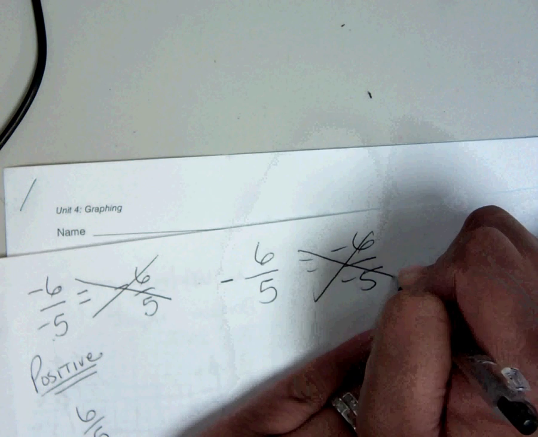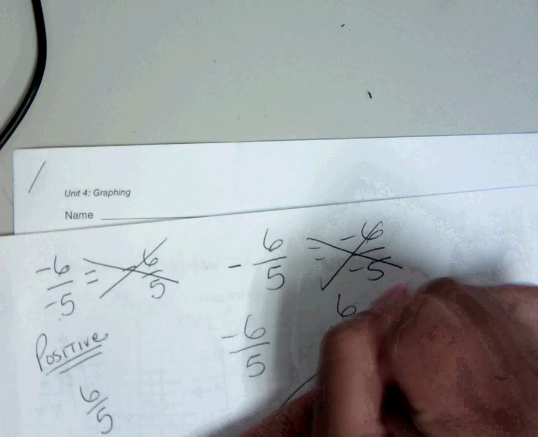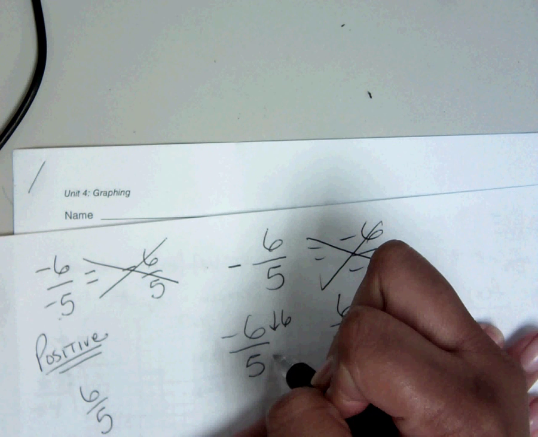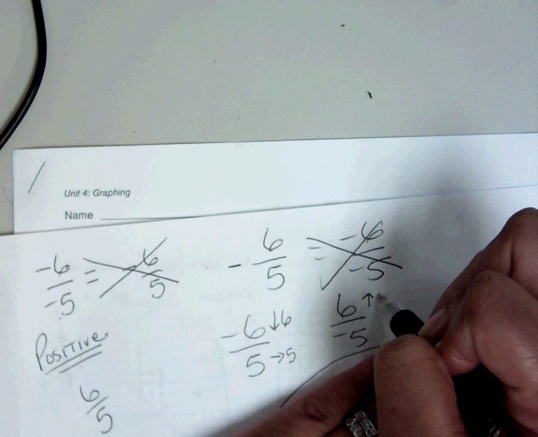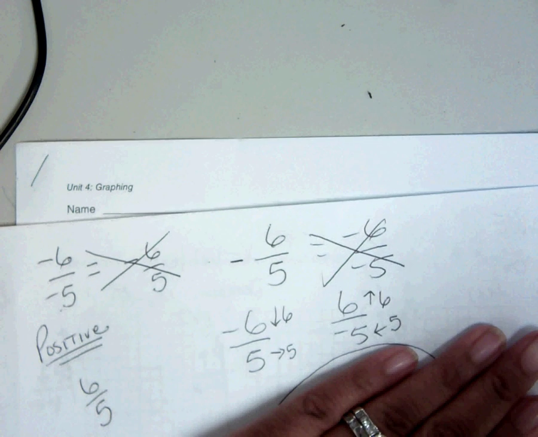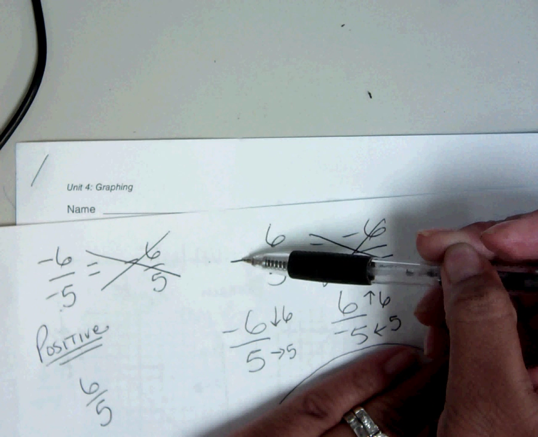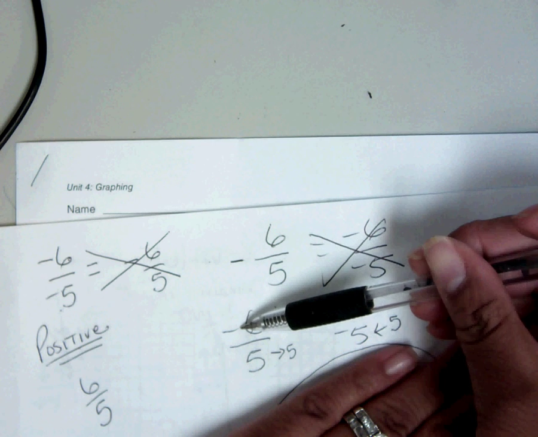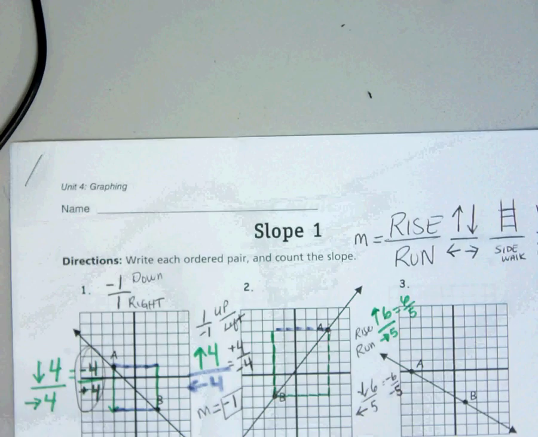No, it does not. The negative in the middle means negative 6 over 5 or 6 over negative 5. That means to go down 6 and right 5, or up 6 and left 5. So remember that. The two negatives mean a positive slope. When you have one negative, you will not have both of them. Both of them won't have a negative. The negative belongs only at the top or at the bottom, not both at the same time.